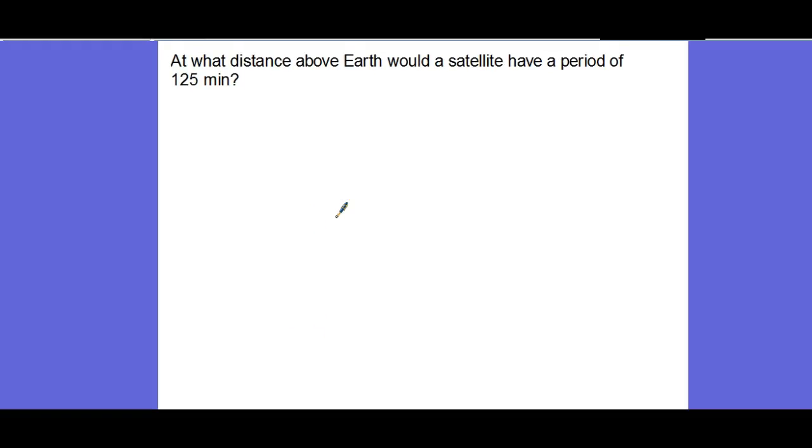Alright, so I'm going to show you how to solve problem number 2 on practice D. This is one of these problems with an orbit. So we have T equals 2 pi times the square root of r cubed divided by G, the constant for gravity, times the mass of the planet that's being orbited. If we know all the variables but one, we can figure out that variable.